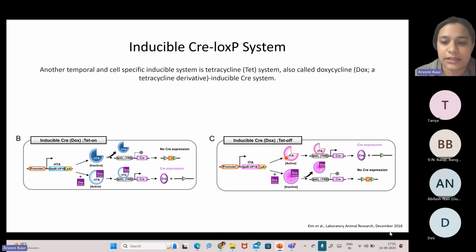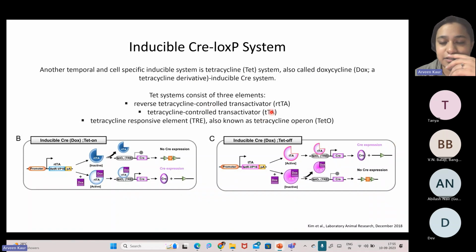Okay. Also, there are other examples of inducible Cre-Lox systems. Other examples contain temporal and cell-specific inducible systems, such as tetracycline systems, which also sometimes use doxycycline instead of tetracycline. Thus, they are either called TET systems or DOX systems, right? These could be TET-on systems or TET-off systems. In these systems, there are three elements. One is the reverse tetracycline control transactivator, which is present in the case of TET-on systems. Tetracycline control transactivator is present in the case of TET-off systems, and the tetracycline response element, which is TRE, or tetracycline operon, which is TETO, is what regulates the activity of the genes coming downstream of this particular operon, right?